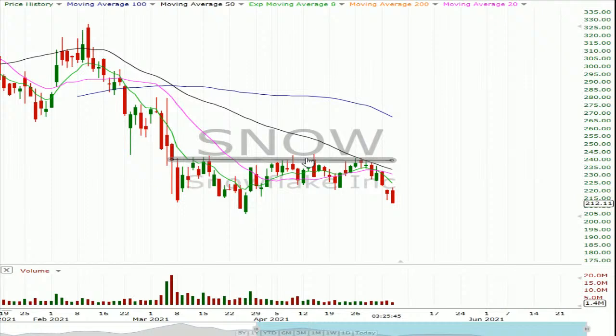Because if you do get a resolution of the range, oftentimes it can be multiple days and a pretty significant move, right? So when you have a significant break of a 2 month range, it could be 2, 3, 4 days of movement, maybe 2 weeks of movement, right?